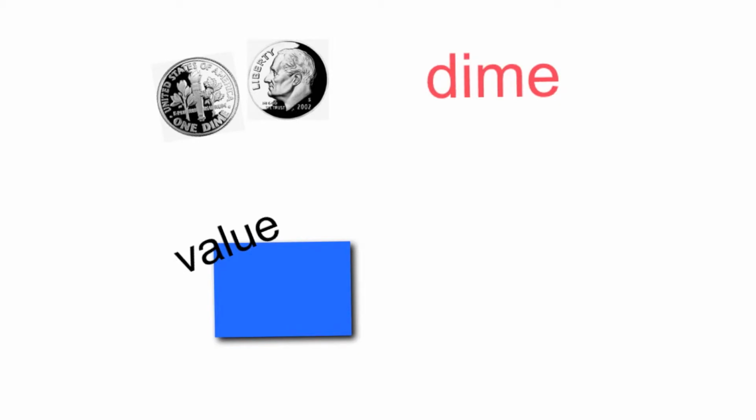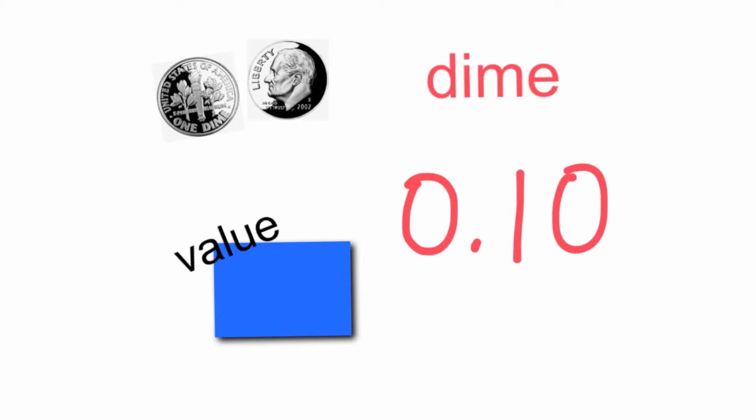After that, we have the dime. The way you write the dime is like this: $0.10. And the value of it is 10 cents. Here's the front, here's the back. That is a dime.